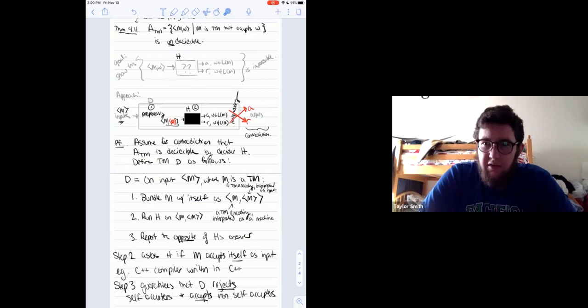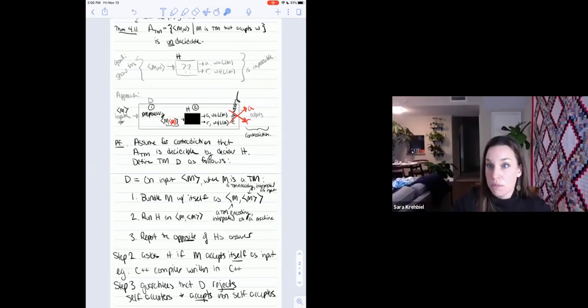Isn't that the same as proving that M is undecidable? Because what I have to be able to do is accept all possible M's and all possible W's combined together and figure out whether that M accepts that W.